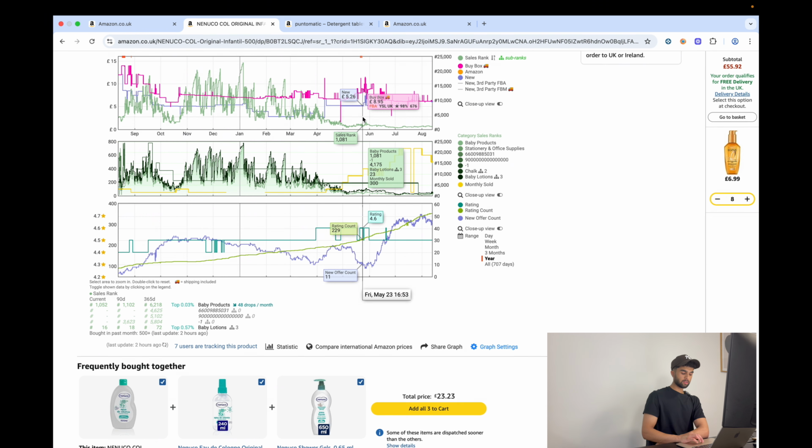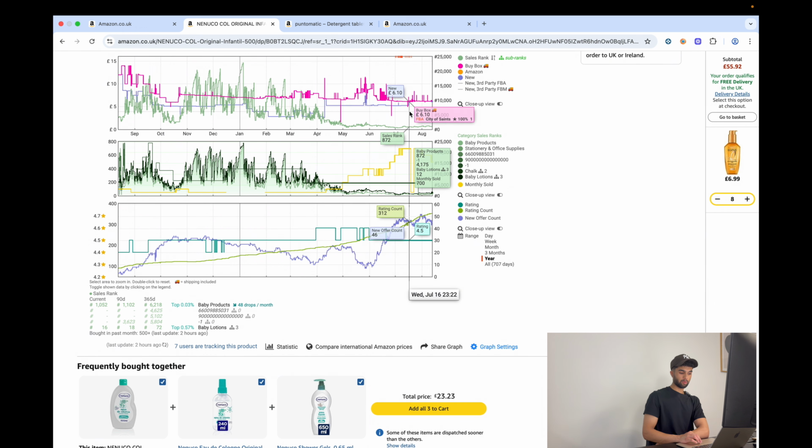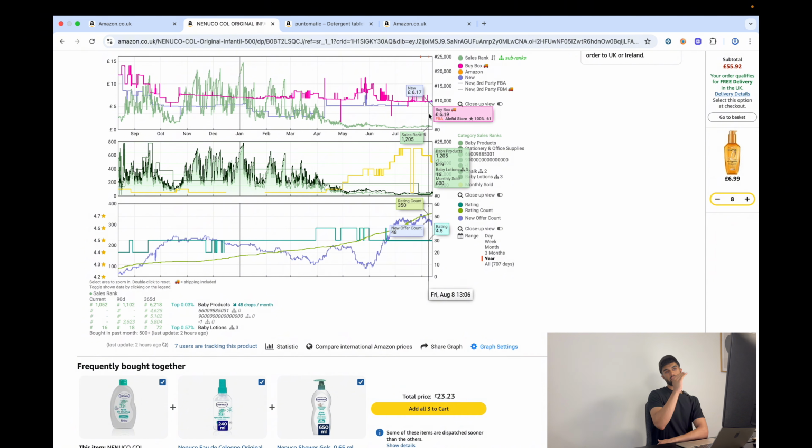To be fair, something else which I'd probably keep an eye out for on a listing like this is, with the product price going down, what usually happens is, like we've covered, the sales rocket, because obviously more people are buying it. But what you're going to very quickly see is the sales rocket too quickly, because there are more people buying this listing than selling on this listing.